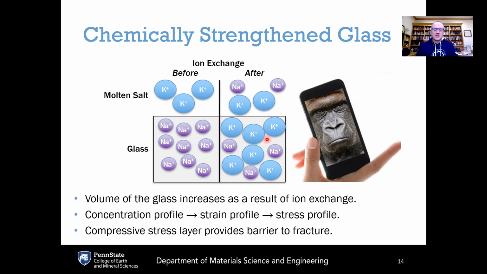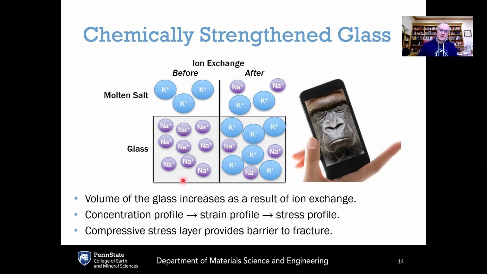You need to pick a temperature that is going to be well below the glass transition temperature of the glass to make sure that the glass is not relaxing on that timescale. But the temperature has to be high enough to ensure that the salt, in this case the potassium nitrate, is able to be in the molten state, and also to make sure that you've got fast enough diffusion kinetics to enable this ion exchange process to occur.